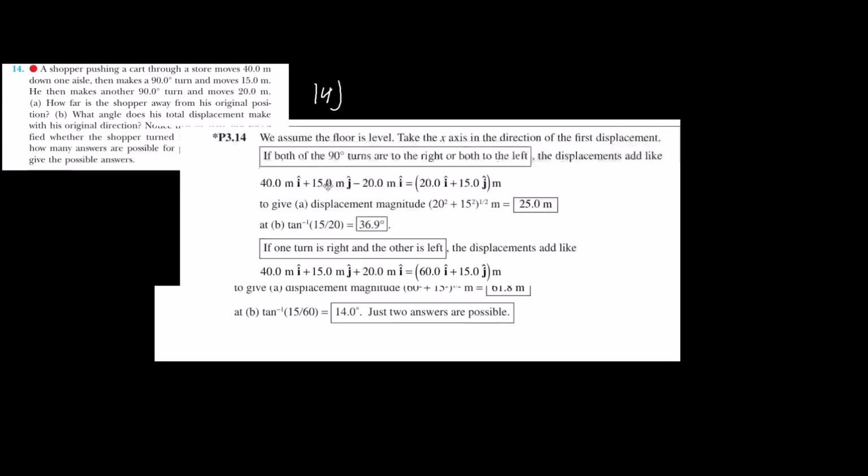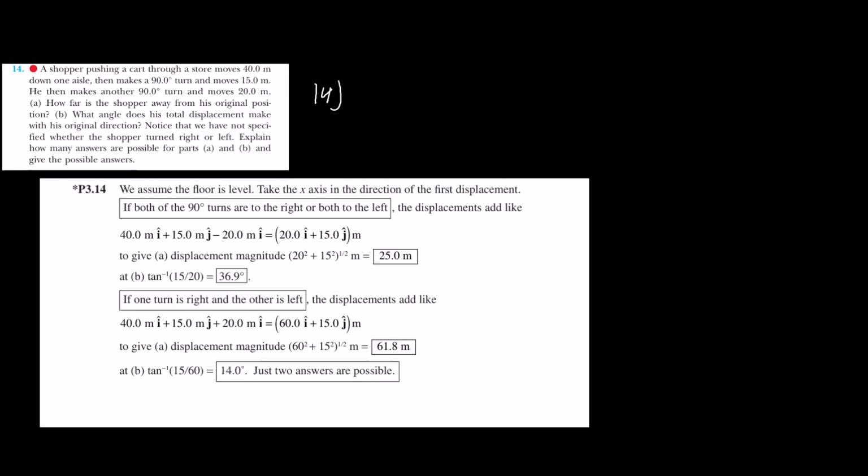All right, folks, let's pull the solution manual on this one. So this is number 14 here. So if we assume the floor is level, take the x-axis in the direction of the first displacement, that's just going to be 4 possibilities: up, down, left, right. So it could either be 40 meters or 20 meters. Wait, what is this? I can't look at this.